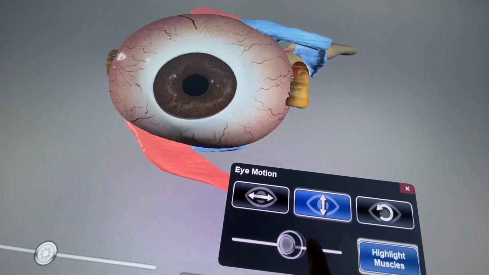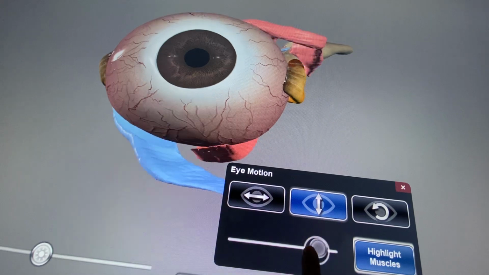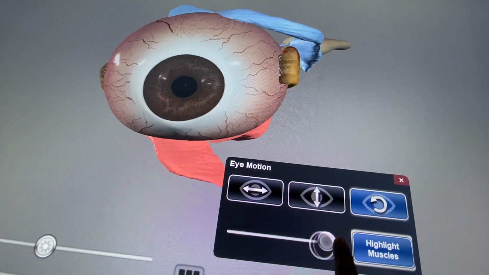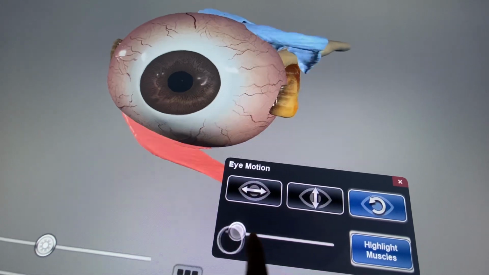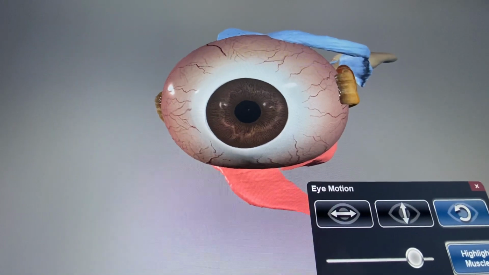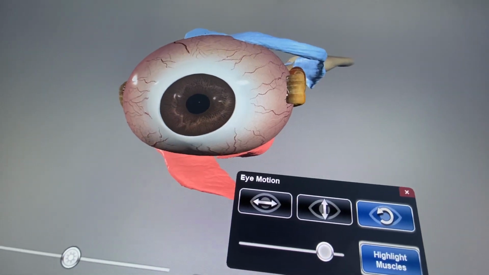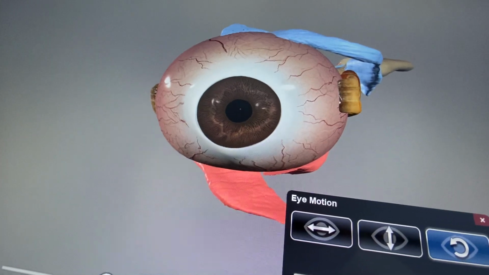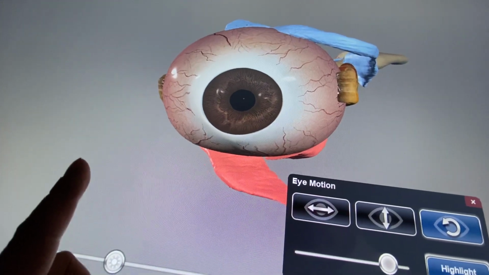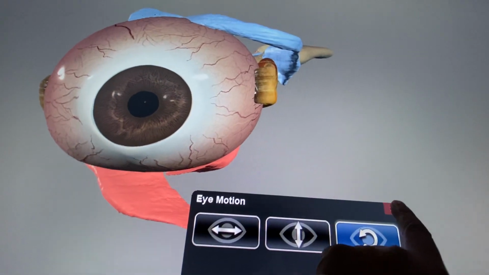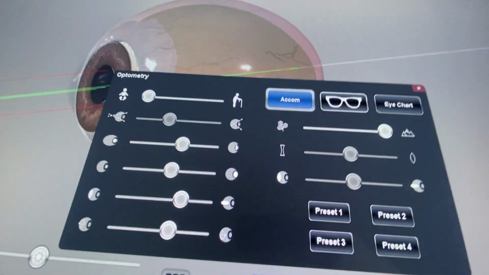Inferior rectus, superior rectus to look up, inferior rectus to look down, and then of course the obliques: superior oblique to look up in the right, and inferior oblique to look down into the right. And the right is this side here, because we're looking at our patient. Okay. We also discussed this.